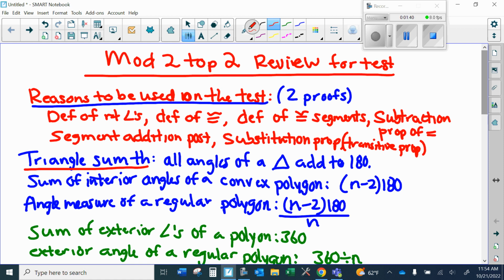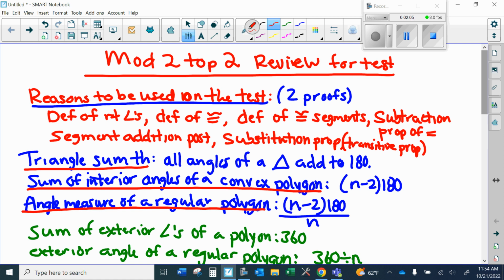Sum of the interior angles of a convex polygon. So you have a pentagon, hexagon, etc. I want the total degrees of the interior angles. It's n minus 2 times 180. Notice this first one doesn't have to be regular. It can be any convex polygon. It's n minus 2 times 180.